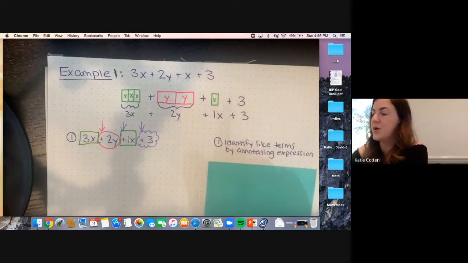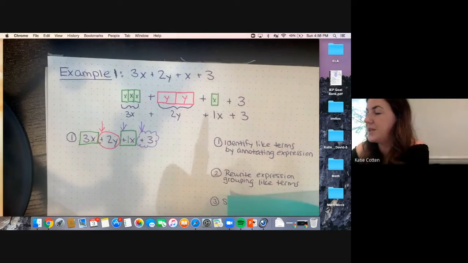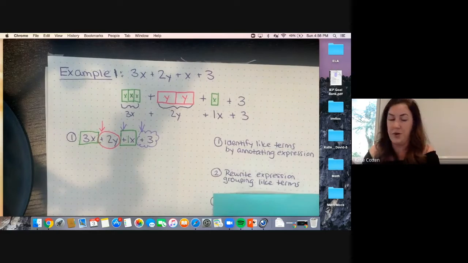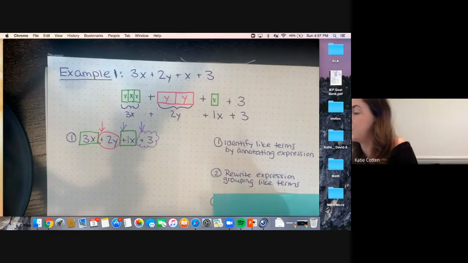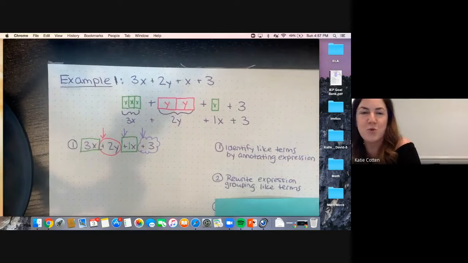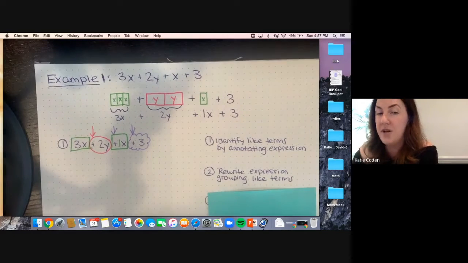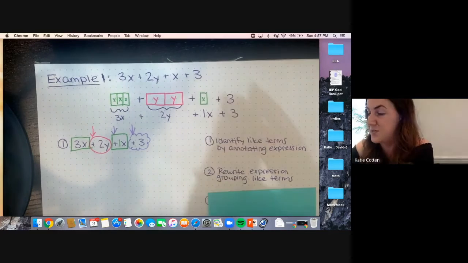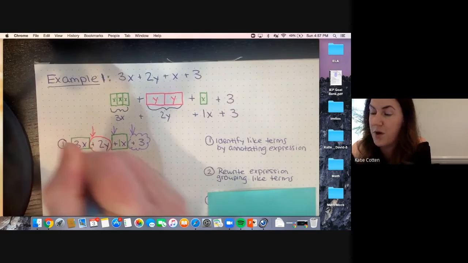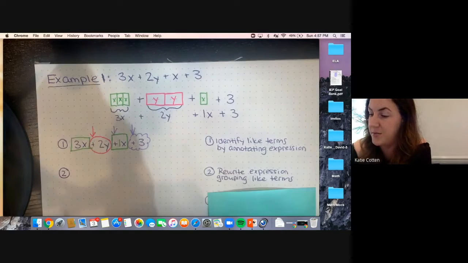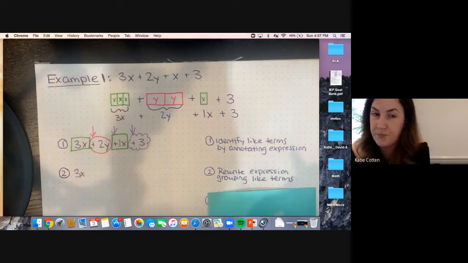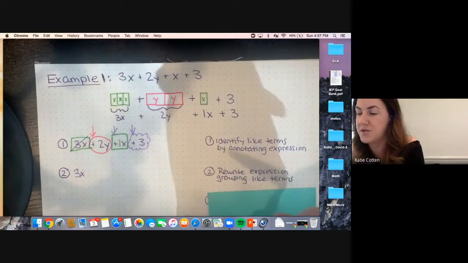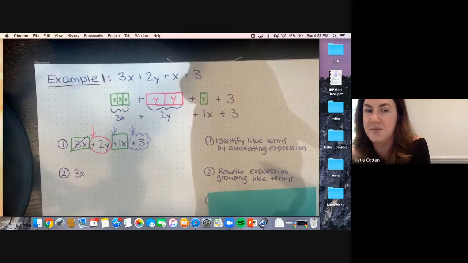So the next thing that we're going to do is rewrite the expression and group the like terms. And we know from earlier years, when we talked about the commutative property, that we can move these terms around without changing the value of the expression. So I'm going to start by grouping all of my x's. So I'm going to bring my 3x down. I'm going to go ahead and cross it off so that I know that I've included it here, because as we get to longer expressions, we sometimes miss terms.